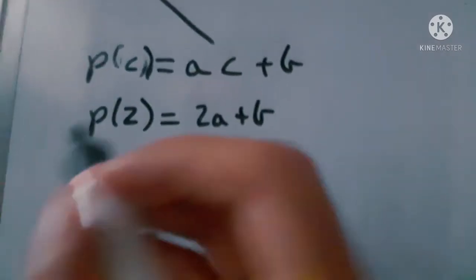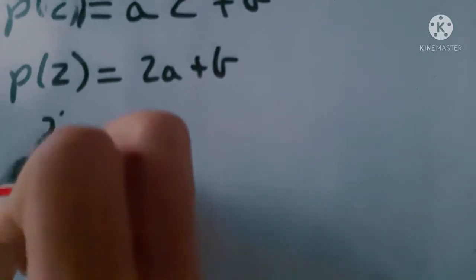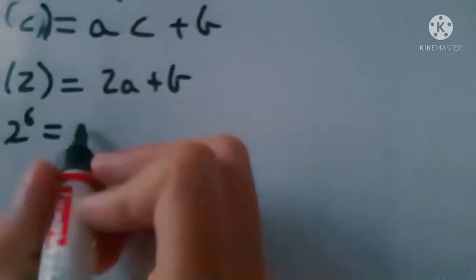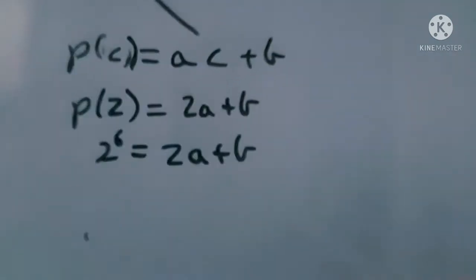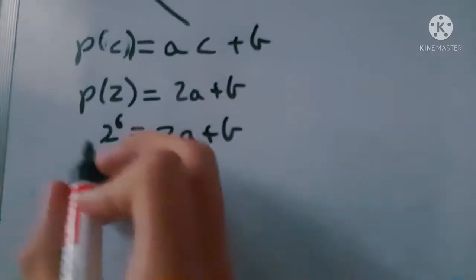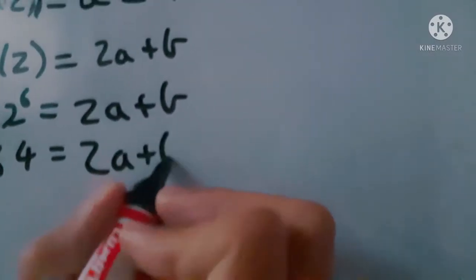So p of 2, now you know what p is. So p of 2, that would be 2 to the 6th power. That's 2a plus b. That's nice. And 2 to the 6th power, if you can do math, is 64. 64 is 2a plus b.